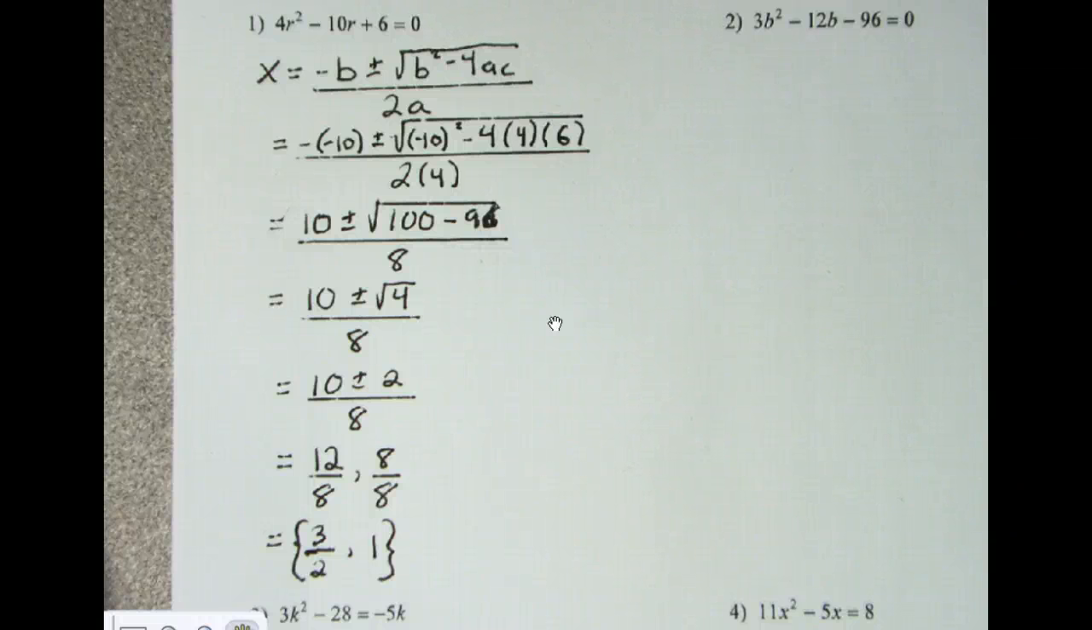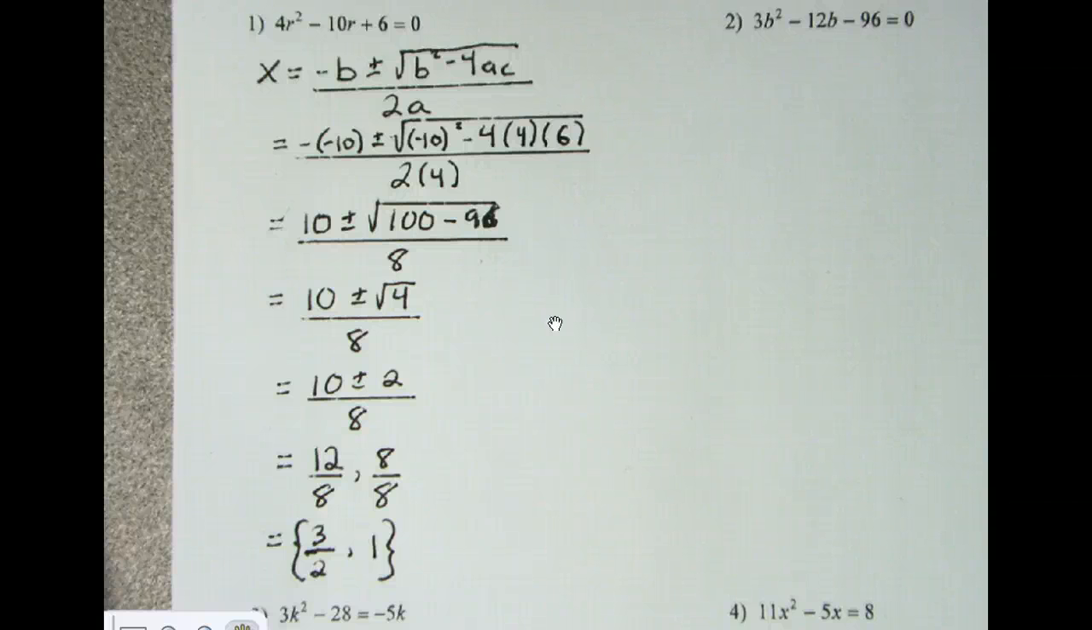Notice how the 4 here is a negative. Every single problem will be like that because it's minus 4ac. So it'll be negative 4 times 2 numbers. Make sure you think of this as a negative. Then 100 minus 96 is 4.